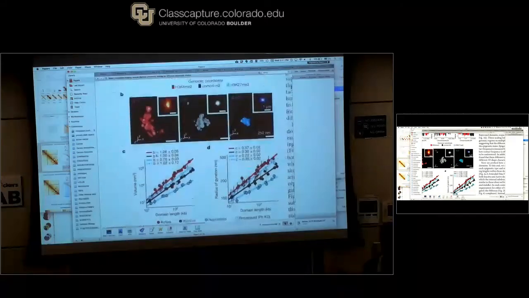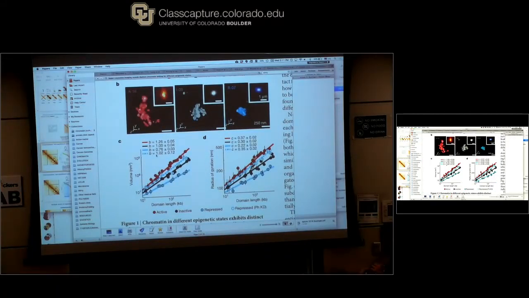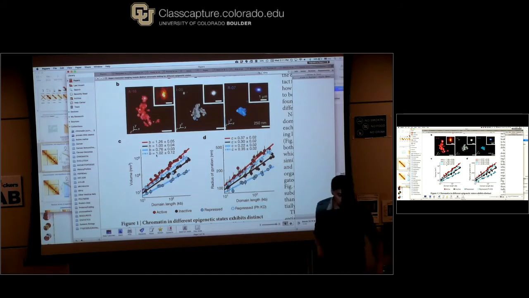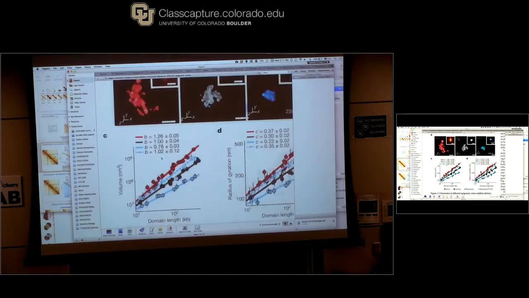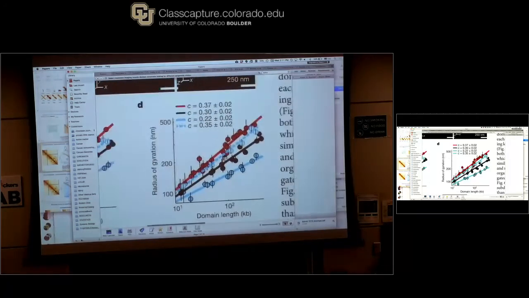Okay, this is microscopy for fly cells for 3 different types of regions. So this is radius of gyration. Look at the right curve. This one. So it's the same curve, just plotted differently.